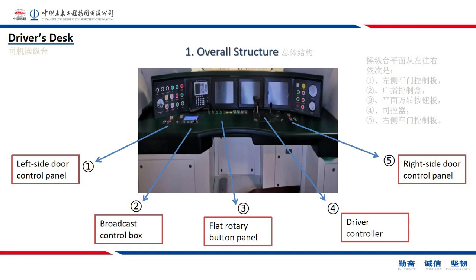Slide 4, driver's desk, top view layout. Here we see the flat surface of the desk. From left to right, there is the left side door control panel, the broadcast control box, the flat rotary button panel, the driver controller, and the right side door control panel. This layout ensures that all critical passenger-related controls are within easy reach. In practice, the driver must be able to coordinate announcements, open or close doors, and operate the main controller simultaneously.